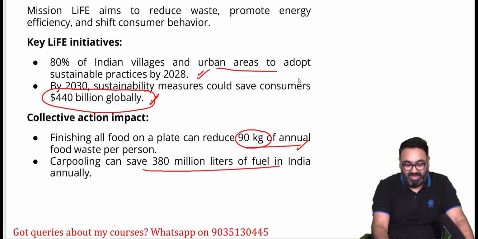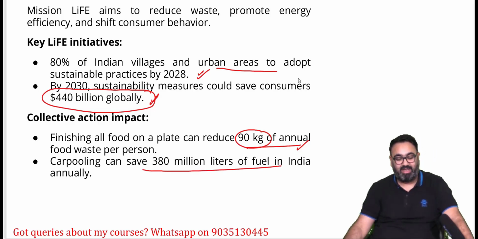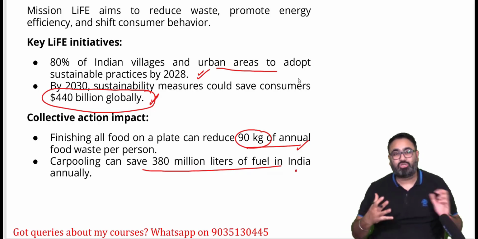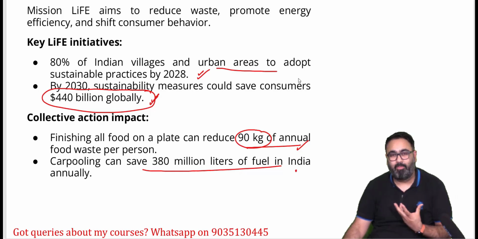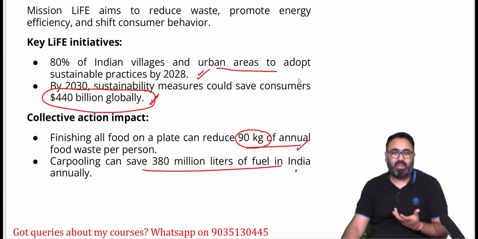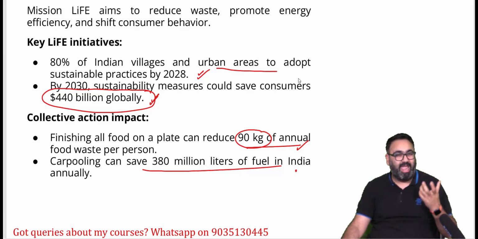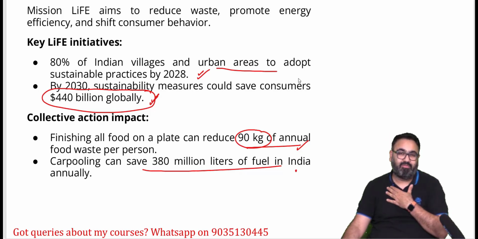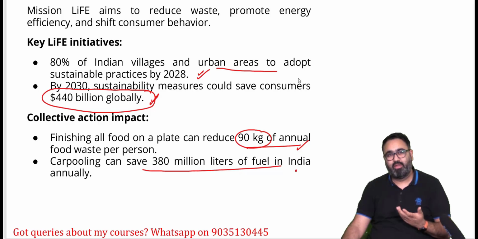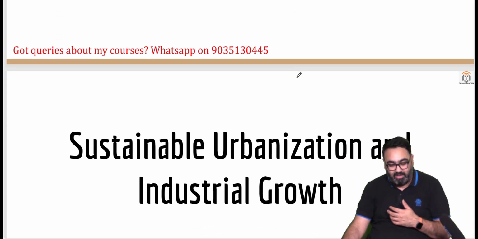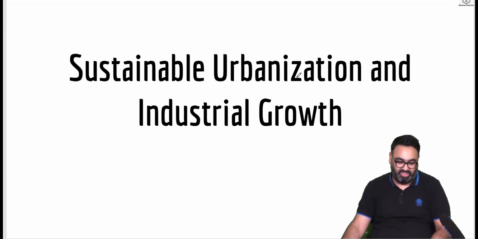Carpooling can also save 380 million liters of fuel in the country annually. But again, see, it's a nice concept on paper, but you have to actually make policies about it. For example, there are many carpooling companies that were operational in bigger cities and they have been shut down because India does not recognize that as a law. There were protests from cab drivers saying that our livelihood will be compromised if you allow carpooling. So the government has to make sure that policies are also made in this direction.